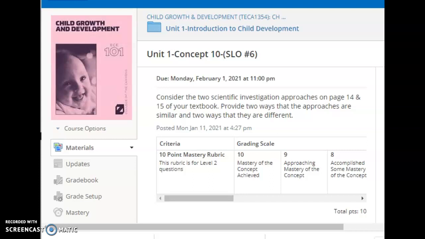Okay, so this is the video support for Unit 1, Concept 10. This question asks you to consider the two scientific investigation approaches on page 14 and 15 of your textbook and provide two ways that the approaches are similar and two ways that they are different. I am not going to do any of the comparison portion for you, but what I will do is talk a little more about each of the different approaches discussed.